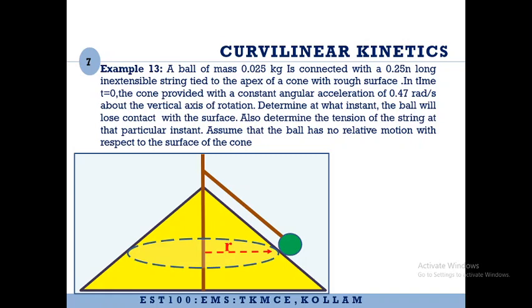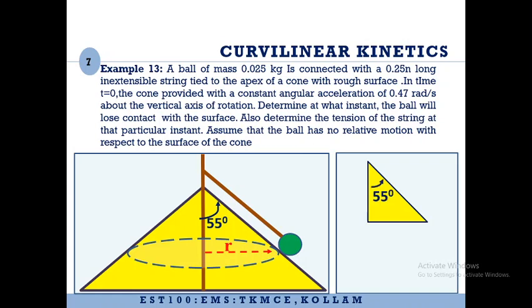What is the radius of the circular path? We have to find the radius of the circular path, that is unknown here. We are given the angle of the cone. So we can find the radius of the circular path as this value of the length of the string is given, which is 0.25 meter. So this angle is also known. So radius of the circular path can be found out from basic trigonometry as 0.25 sine 55 degree, that is 0.205 meter.